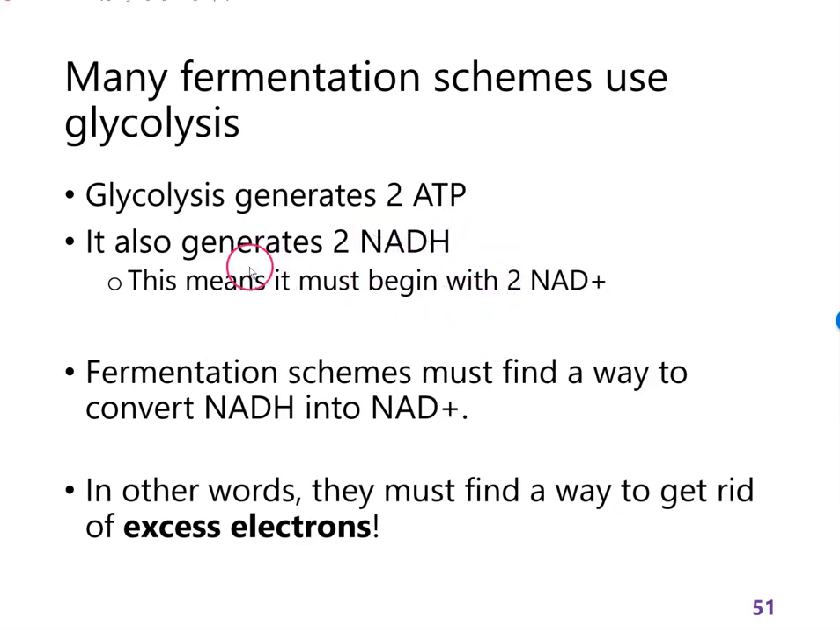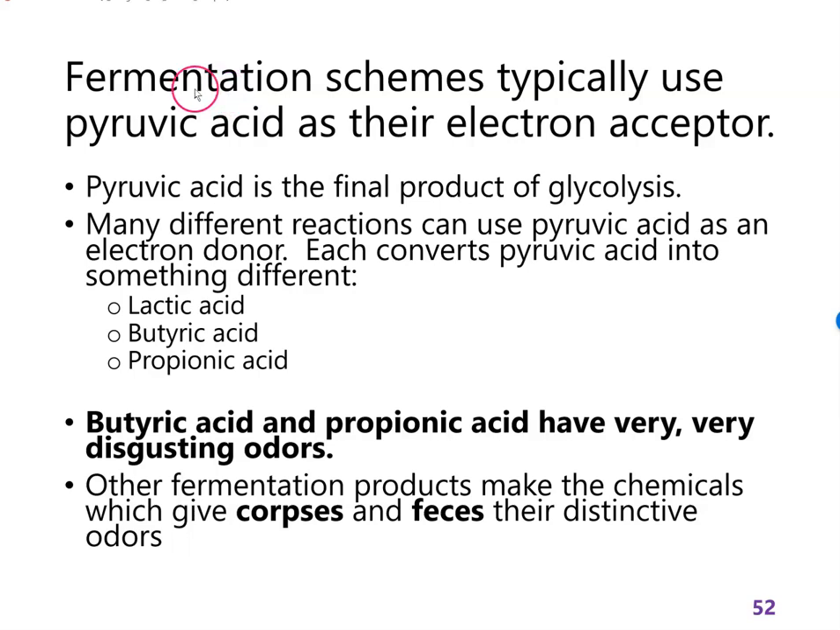So it is essential for the cell to remake this empty form of the electron carrier. How does the cell make an empty form of an electron carrier if there's no external molecule to take the electrons? That's the central challenge of fermentation. They have to find a way to convert this full form, NADH, back to the empty form. So they need somewhere for those excess electrons to go. In fermentation, they don't have an external terminal electron acceptor like oxygen or sulfate or nitrate. So what do they do? They typically use pyruvic acid as their electron acceptor.